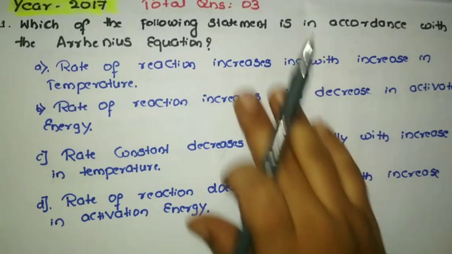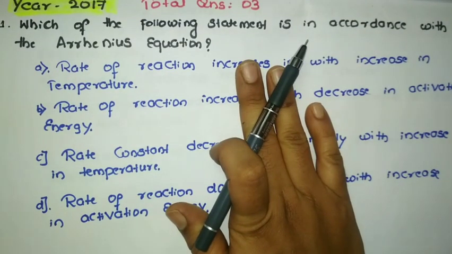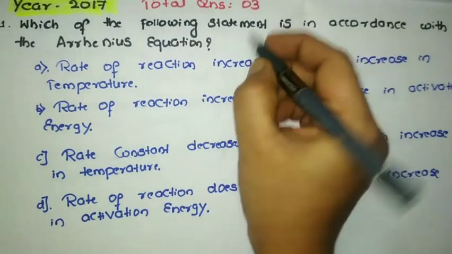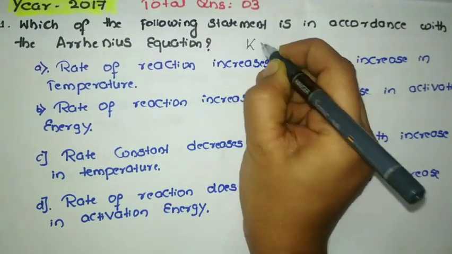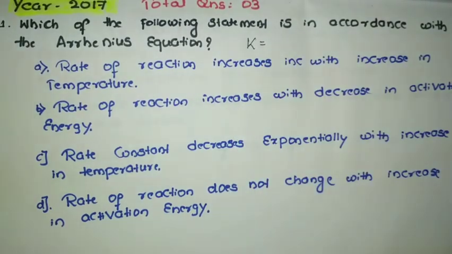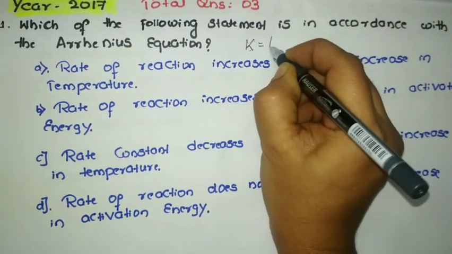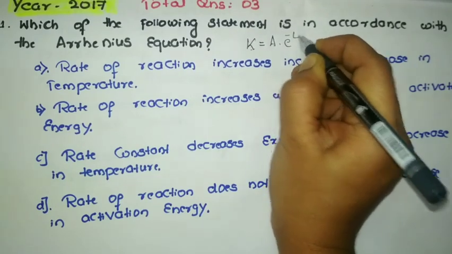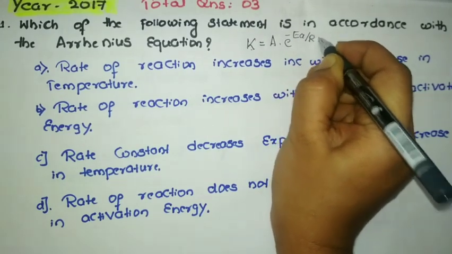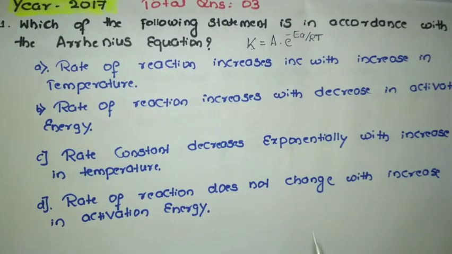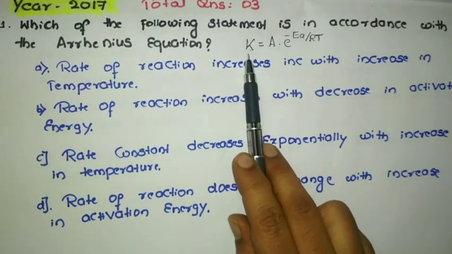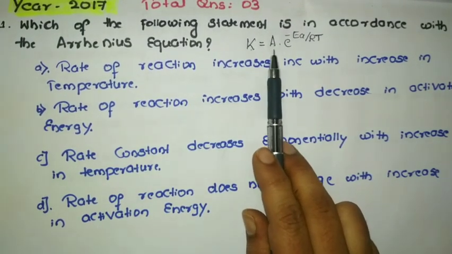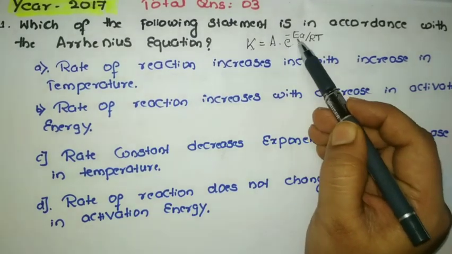They have given four statements, and you have to tell which statement is in accordance with the Arrhenius equation. For that you should know what the Arrhenius equation is. It relates the rate constant, the activation energy and the temperature. K is equal to A into e to the power minus Ea by RT. Here K is the rate constant, A is the Arrhenius constant.